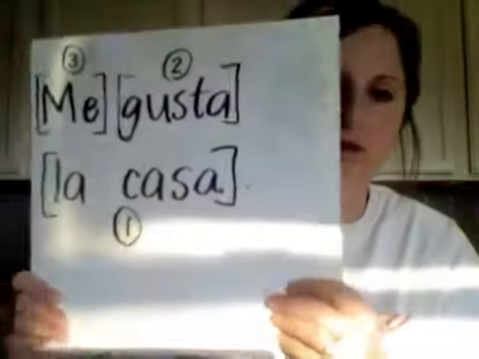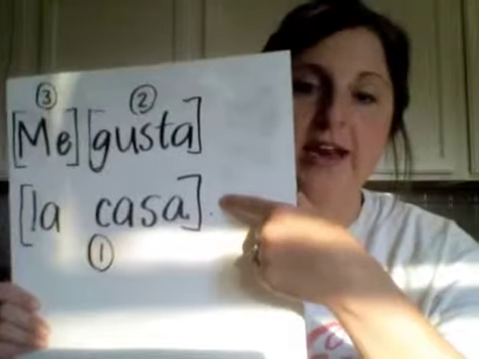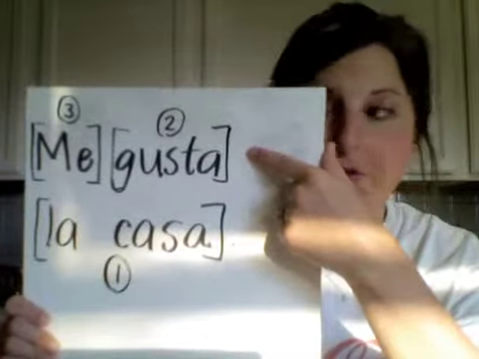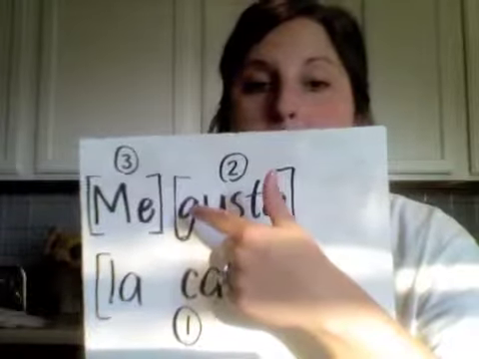Alright, so when I write my sentence, if this is new to you or if you need some practice, I always suggest that people write them from right to left on their paper. So when I wrote this sentence, I first wrote la casa, and next the verb Gustar, one house, gusta. The house is pleasing to me. Me gusta la casa.